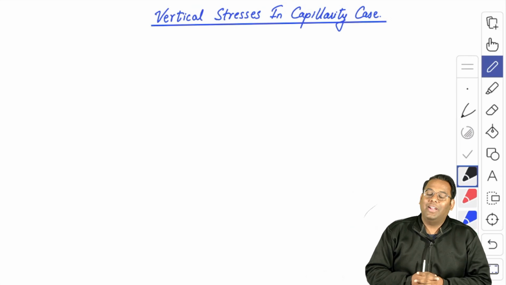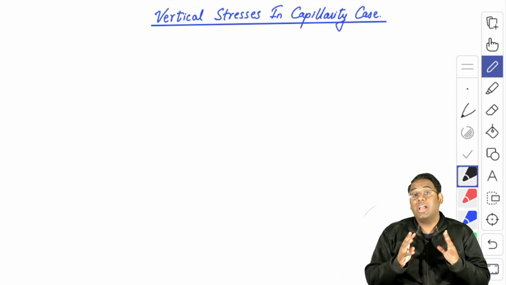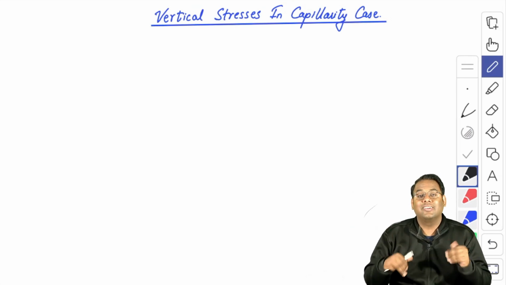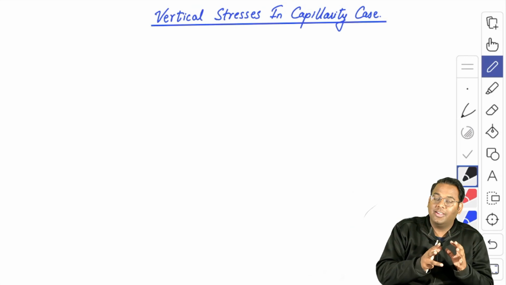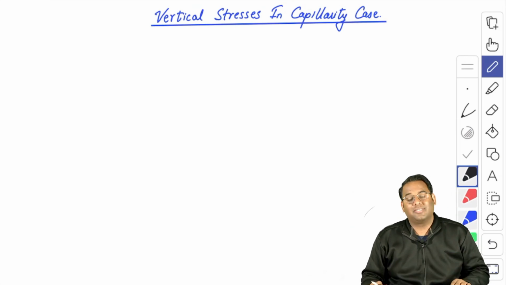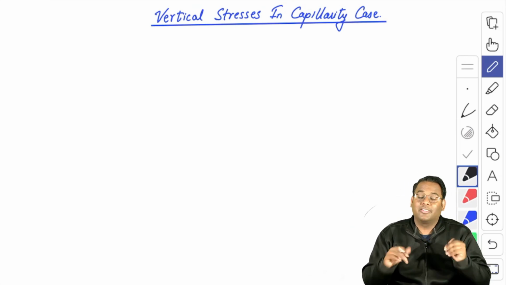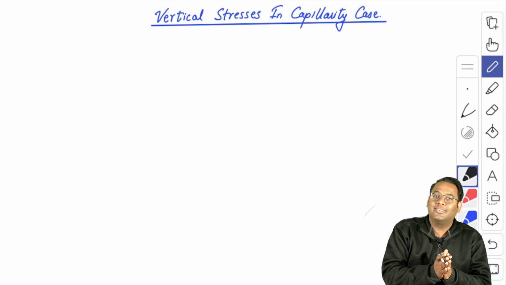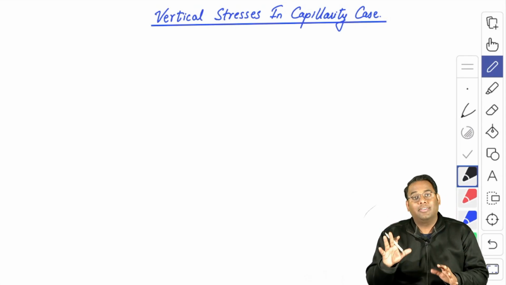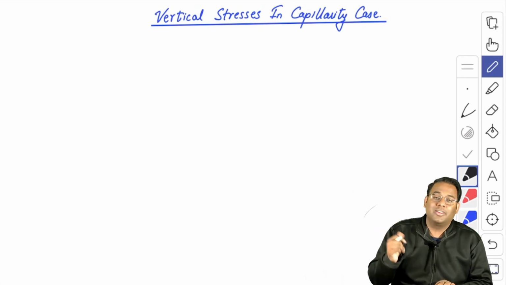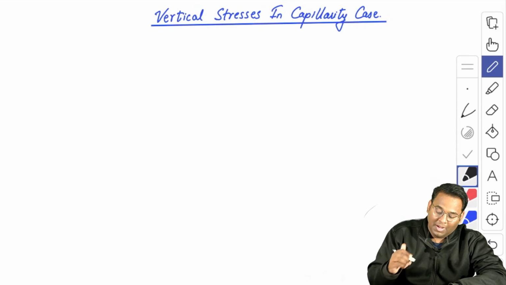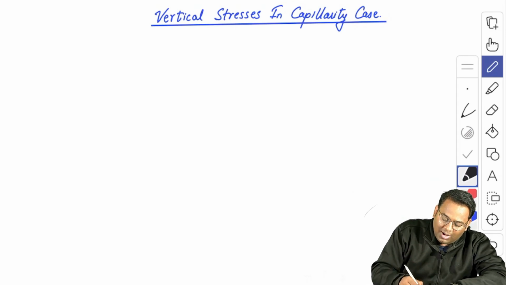Hello everyone, welcome back to this lecture in which we are going to apply the concepts of capillarity that we have studied in our previous lectures for the determination of vertical stresses in soil when the soil has some capillarity zone present in it. So let me show you a soil profile.